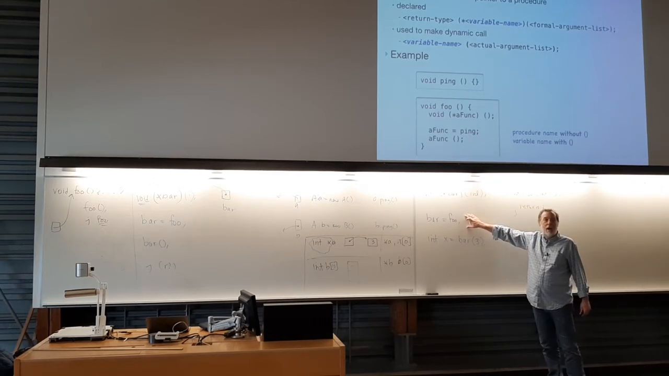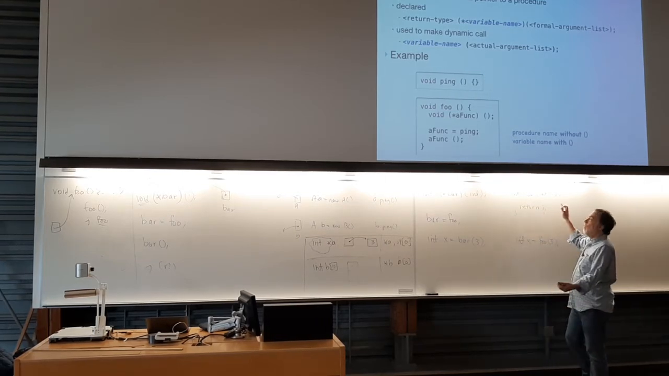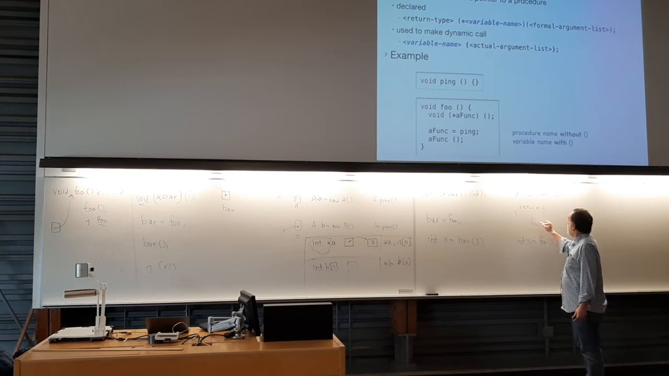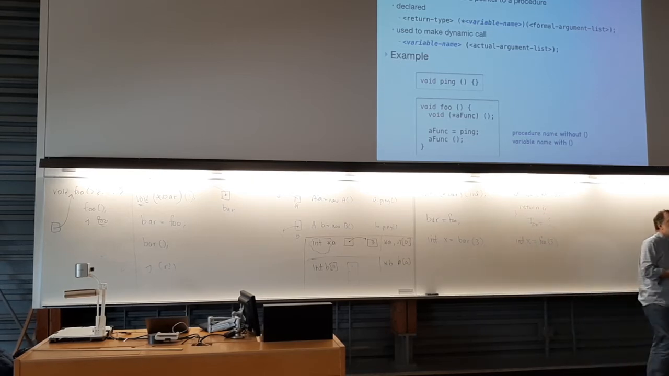And then you can do this step, which you can't do with foo. I can't say foo equals something, right? Can't do that. This foo is a constant address of the code. Does that make sense? Okay.